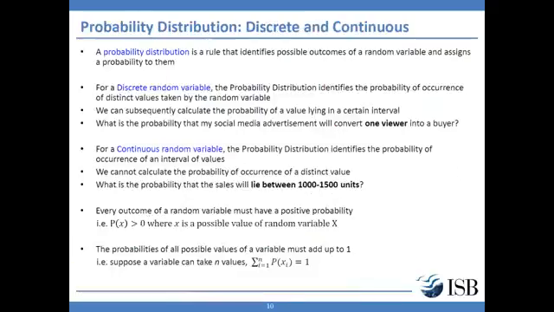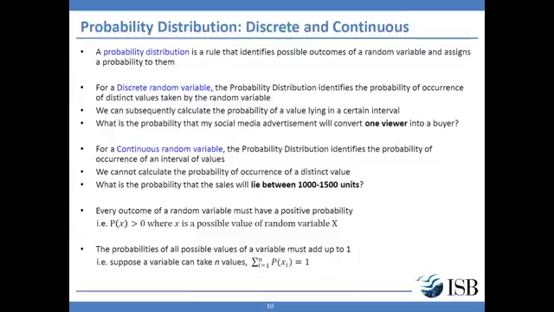course. Now that we have understood what a random variable is, we need a method of describing the uncertainty or the chance associated with a random variable. A probability distribution does exactly that. A probability distribution is a rule that identifies possible outcomes of a random variable and assigns a probability to them. For a discrete random variable, its probability distribution identifies the probability of occurrence of each distinct value. So imagine that in one column, you have a list of all values capital X can take, and in the adjoining column, we note the corresponding probability of occurrence for that given value.